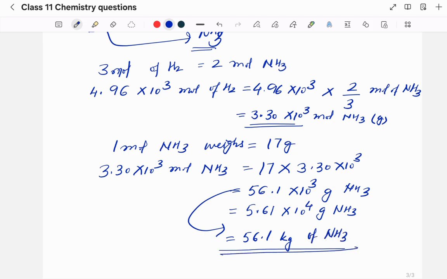So that is how you will calculate the questions which are related to the limiting reagent of a particular reaction.